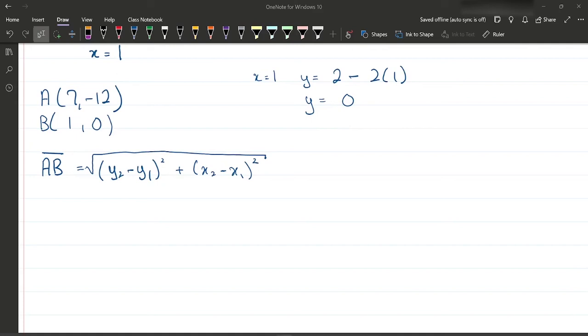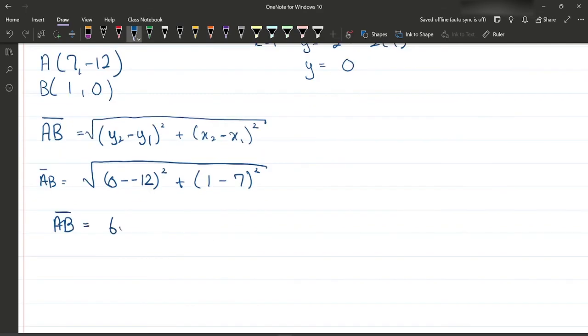We have 0 minus 12 squared plus 1 minus 7 squared, and the square root of that. You have 6 square root 5. Approximately, this will give us 13.42 units.